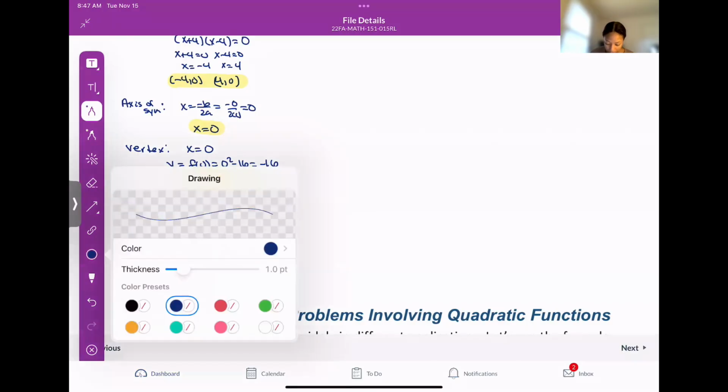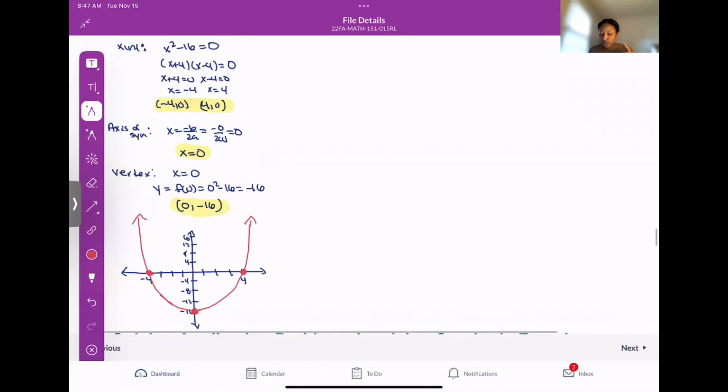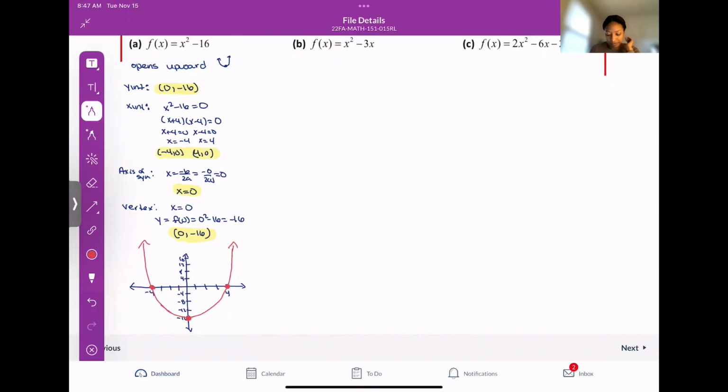All right, if we plot our points that we have here, I'll do it in red. (-4, 0) and (4, 0) are x-intercepts. (0, -16) is our y-intercept. And we know that our parabola is going to open upward. So we'll draw as neatly as we can the shape of a parabola that goes through these points and opens upward. And just draw arrows at the end to indicate that the parabola is going to continue opening up. And that's it. Ta-da, 1 down, 2 more to go. Any questions about part A?